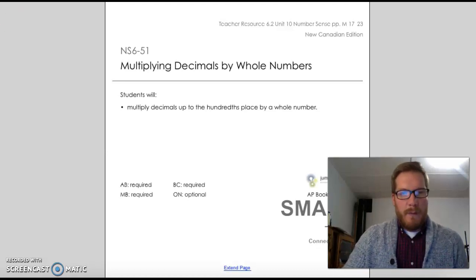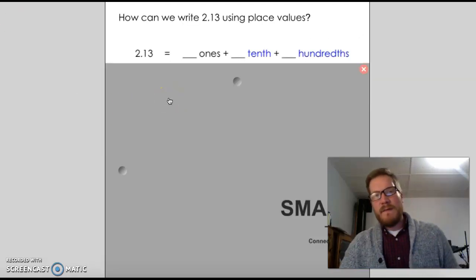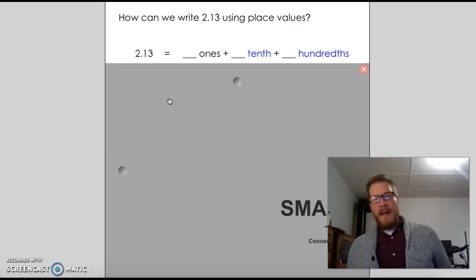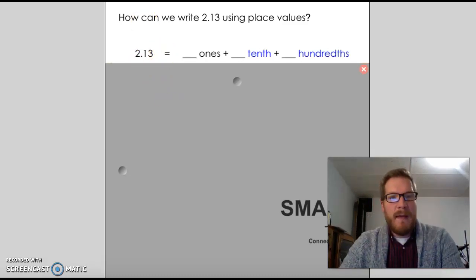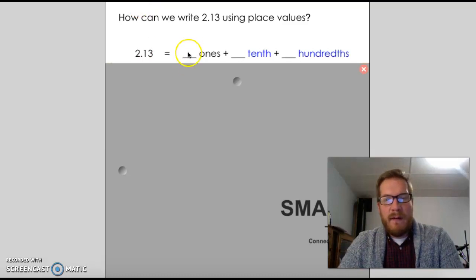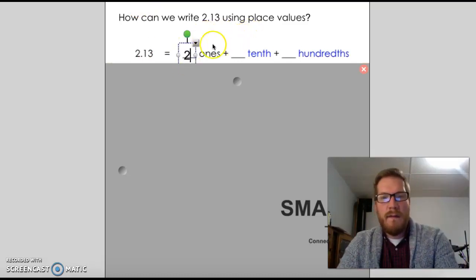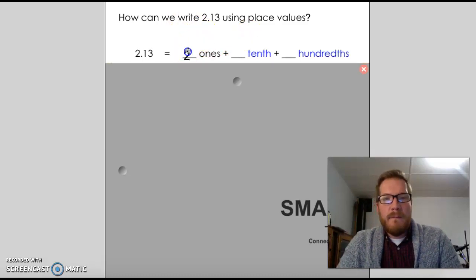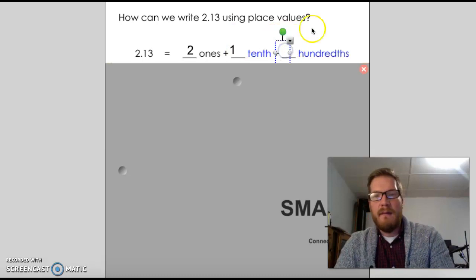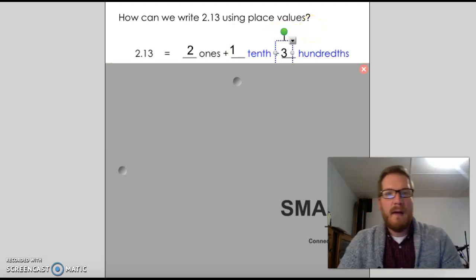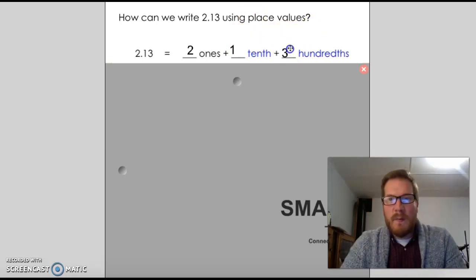So on we go. So here's our first one. The first one that we're going to be looking at is multiplying decimals by whole numbers using place values. And so what we're going to do is look at this number 2.13, and we're going to start figuring out, well, there are two ones. There is 1/10. And there is 3 hundredths, and that's how we would split that number up.